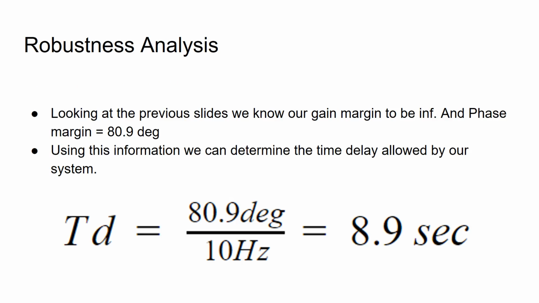Looking at our Bode plot, we see that we have an infinite gain margin. This means that we cannot change our K values. Instead, we can look at the time delay, which is how long we can delay our system before it will become unstable. This value comes from the phase margin and omega crossover value, which is the omega that we read from the Bode plot where the magnitude crosses 0.